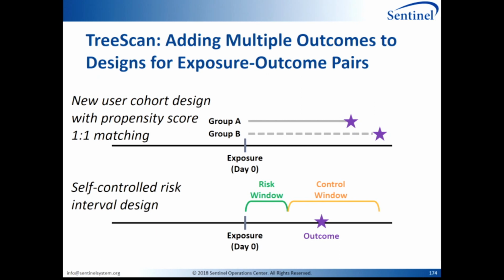Similarly, there's a self-controlled risk interval design, and it's the same concept. You take that one exposure, but now instead of looking for a single outcome, you look for many, many outcomes. The reason we chose to place the TreeScan training here, after you've already learned about the designs this morning, is because it leverages both of those designs and expands them to do many outcomes.